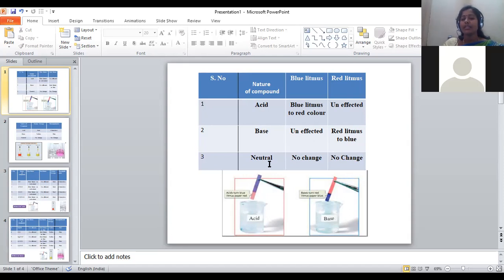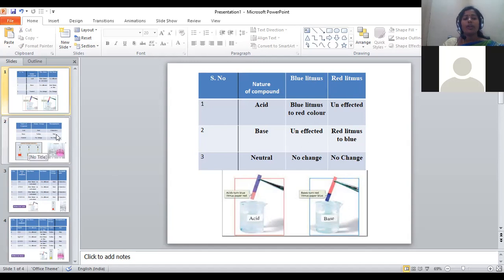When we are taking a neutral solution, meaning pH is exactly 7, there is no color change. What litmus paper are you dipping? If you dip red litmus into neutral, it remains red. Blue litmus in neutral remains blue only. No color change is observed because there is no reaction. So that's why you can infer that it is neutral in nature. So this is about the blue-red litmus test. Under acidic conditions, blue litmus turns red. Under basic conditions, red litmus turns blue.